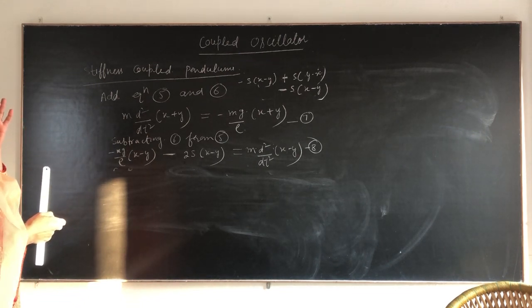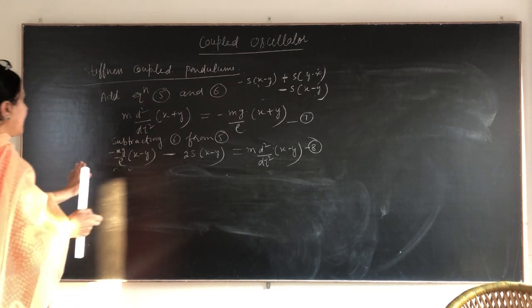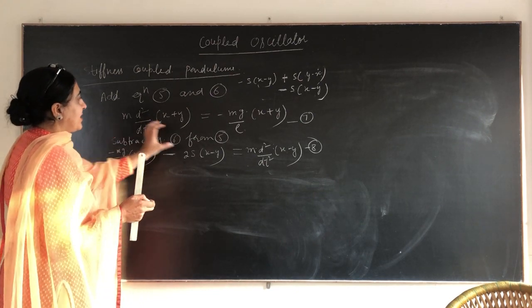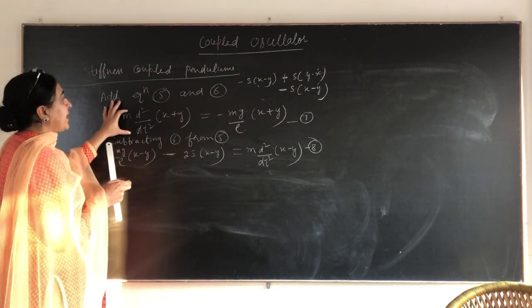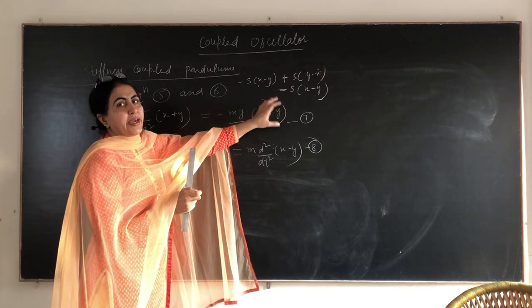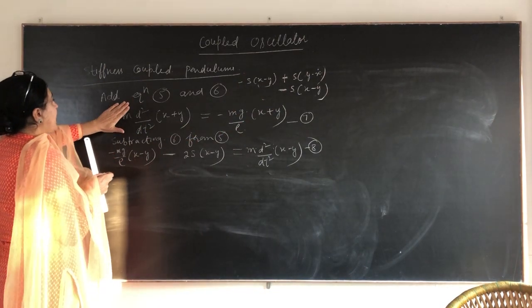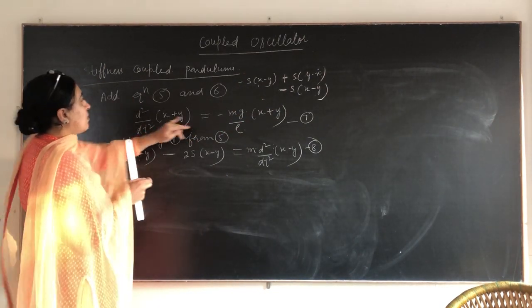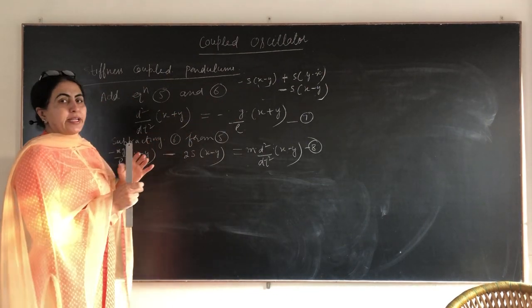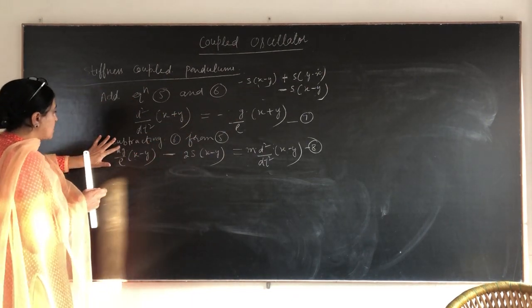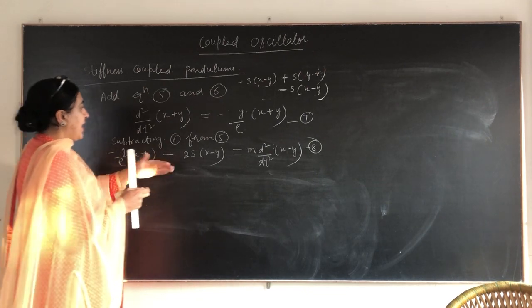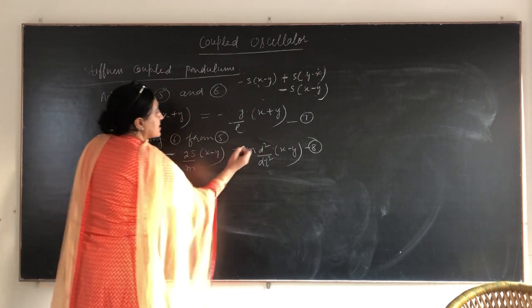7th and 8th equation. Yes, this and this. So I divide the whole equation by m. When we divide the whole by m, this will be cancelled out. This will be cancelled out by dividing by m. And in this way, this m goes, and this 2s by m, and this m also goes.